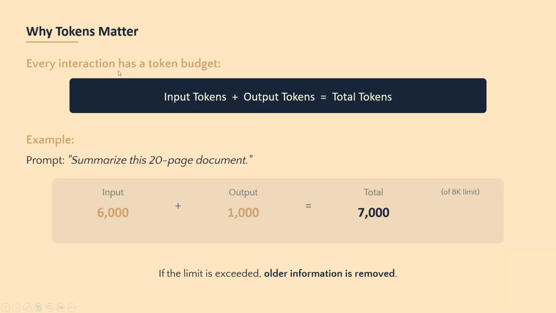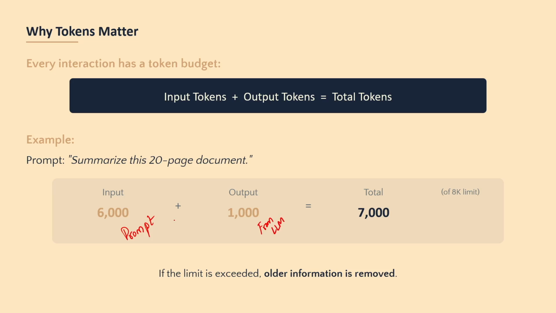Now why does it matter? Because this is what the cost is. The cost that we pay for subscription is based on the tokens. So every interaction, every prompt that you give, is based on the input and the output tokens that constitute the total token count. Suppose the prompt is "summarize this 20-page document," and you attach that document to an LLM. Assume that the input has 6,000 tokens, and the output is what is generated by the LLM.